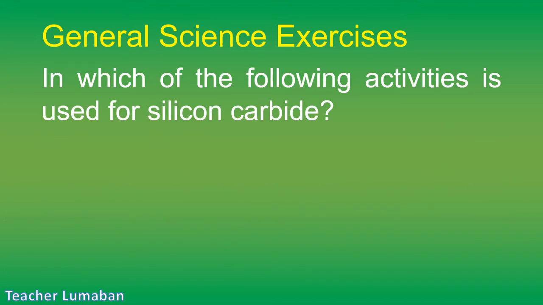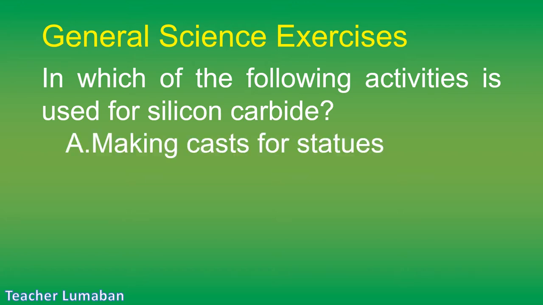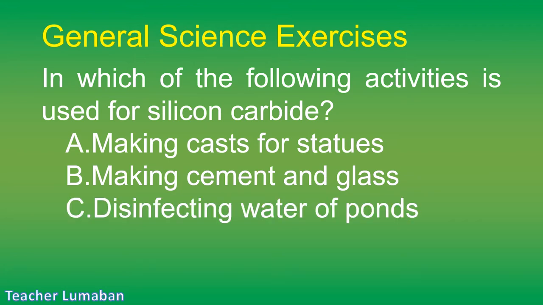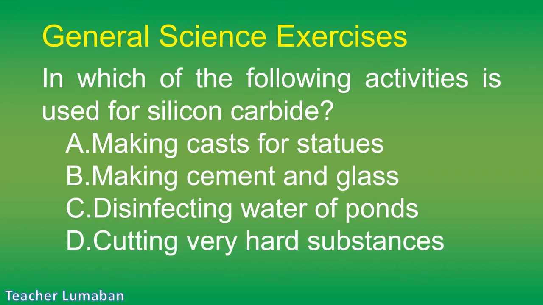In which of the following activities is silicon carbide used? Letter A, making casts for statues. Letter B, making cement and glass. Letter C, disinfecting water of ponds. Letter D, cutting very hard substances. Choose the suitable answer to the following choices in 5 seconds.